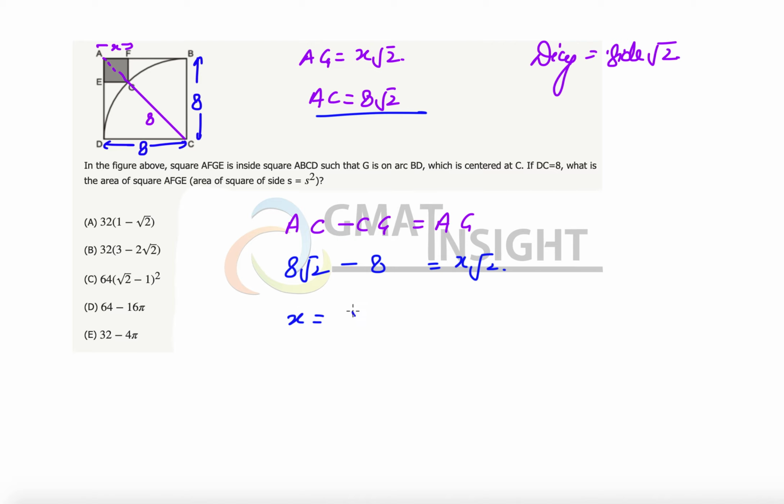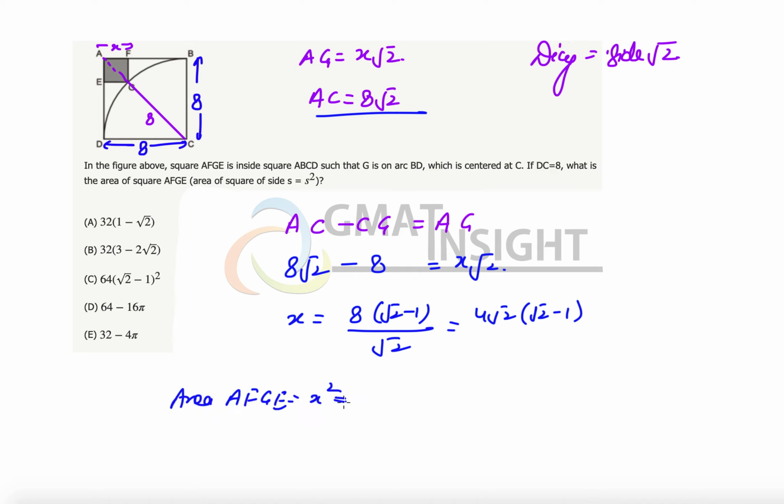So x becomes equal to 8 times (square root of 2 minus 1) divided by square root of 2, which means this can be written as 4 square root of 2 multiplied by (square root of 2 minus 1). Now the question is, what is the area of AFGE? So the area of AFGE is equal to x squared, which is equal to (4 square root of 2 times (square root of 2 minus 1)) whole squared.